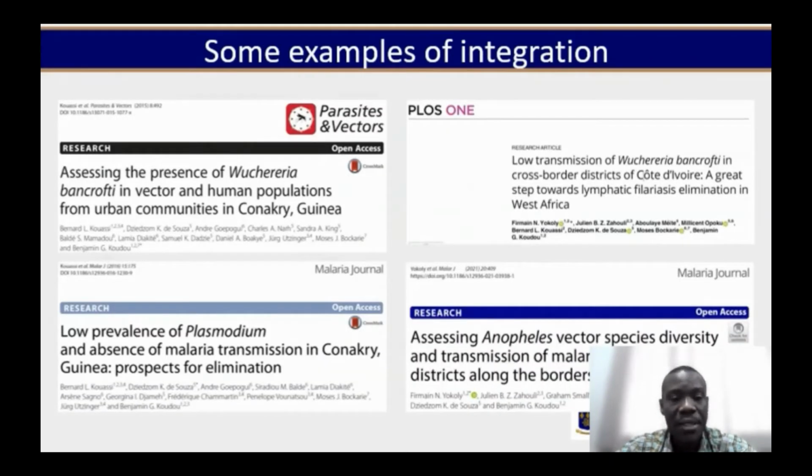Here are some examples of manuscripts that I and some collaborators worked on that reflects examples of disease integration. These papers, although published for malaria and LF separately, have used the same mosquitoes collected in the same exercise.